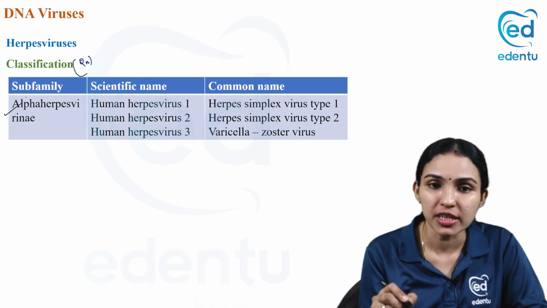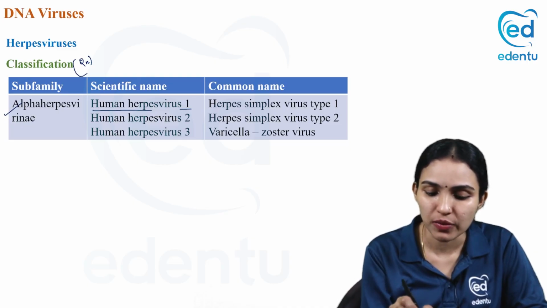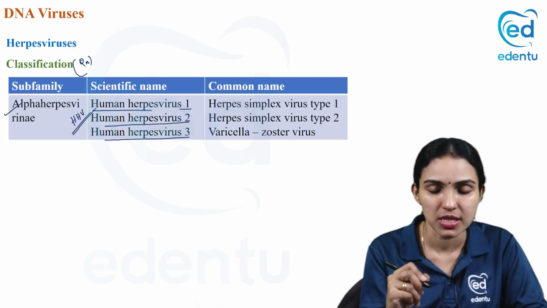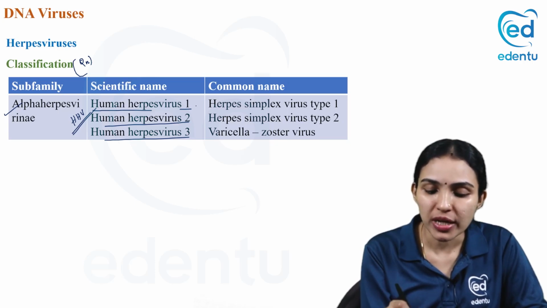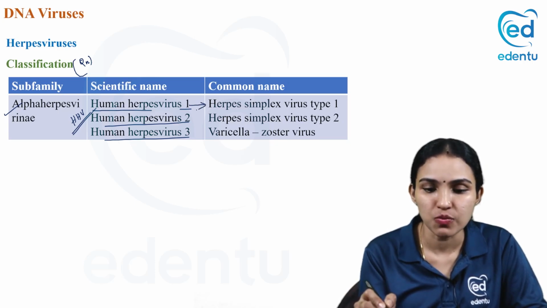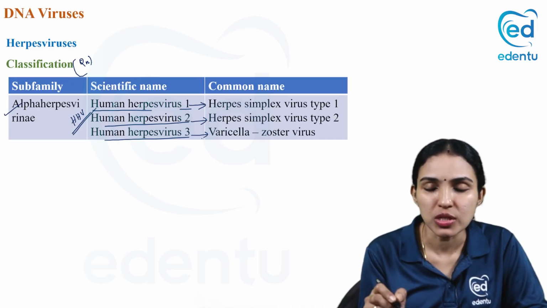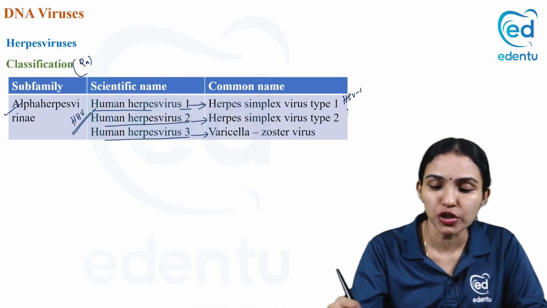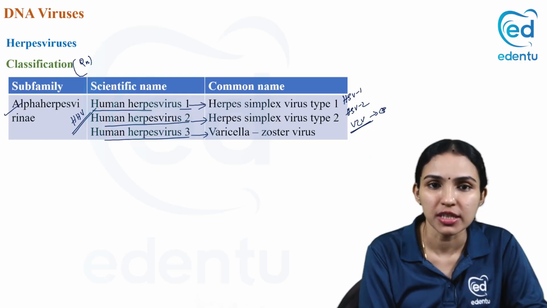The first one is Alphaherpesviridae, which includes three types of human herpesvirus: HHV1, HHV2, and HHV3. You abbreviate this as HHV, human herpesvirus. HHV1 is herpes simplex virus 1, HHV2 is herpes simplex virus 2, and HHV3 is varicella zoster virus, which causes chickenpox. These three are very important viruses for you. All three come under Alphaherpesviridae.